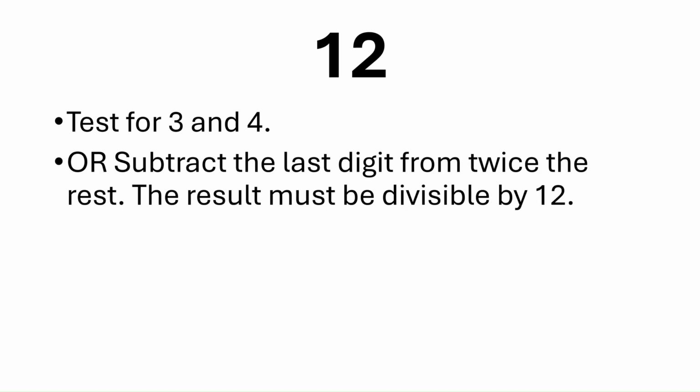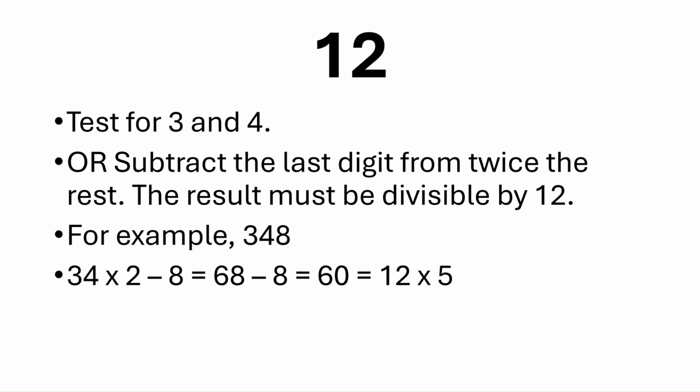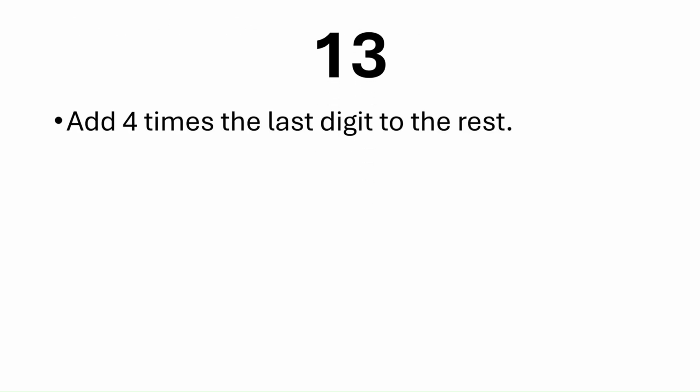12. Test for 3 and 4. Or subtract the last digit from twice the rest. The result must be divisible by 12. For example, 348. 34 by 2 minus 8 is equal to 68 minus 8 is equal to 60, which is 12 times 5. 13. Add 4 times the last digit to the rest.